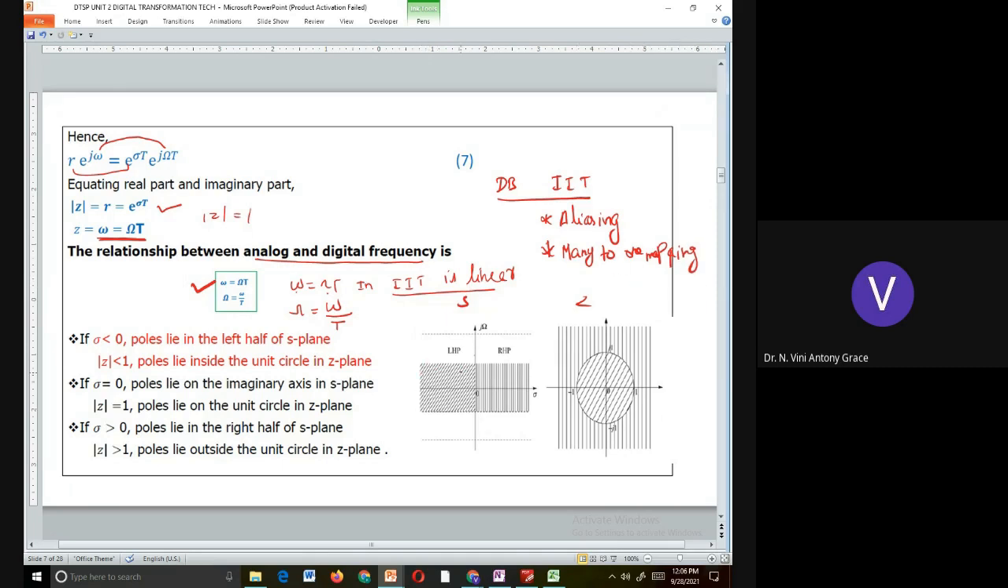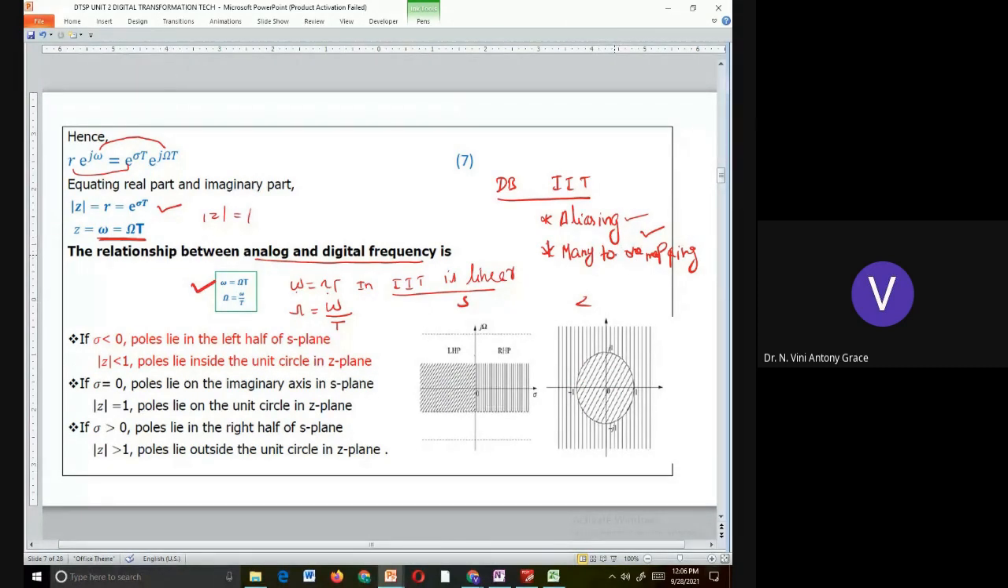That is, a strip of poles in the left half may get mapped onto the same point within the unit circle. That is called many to one mapping. A strip or a set of poles may get mapped to a single point in the Z plane. Likewise, a strip of poles located in the right half may get mapped into some single point in the Z plane. So here many poles from this S plane may get mapped into a single location on the Z plane. That is called many to one mapping. These are the two drawbacks in IIT.